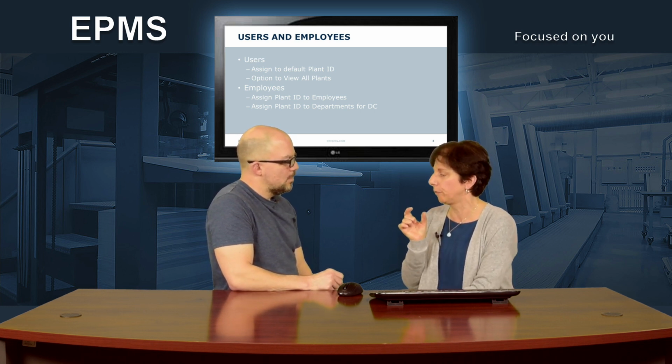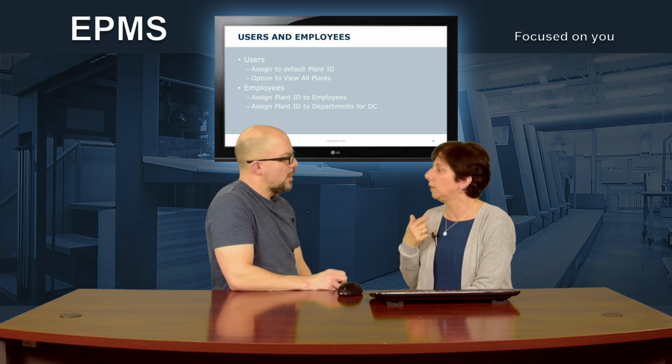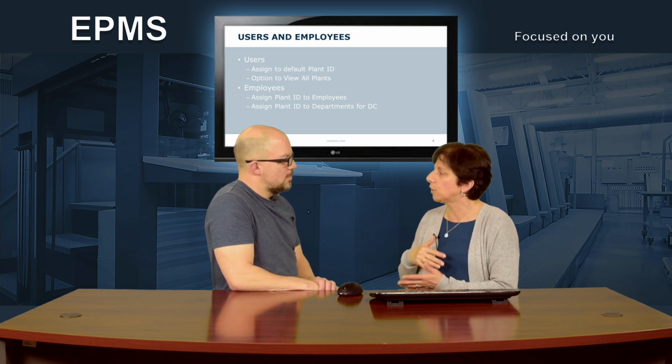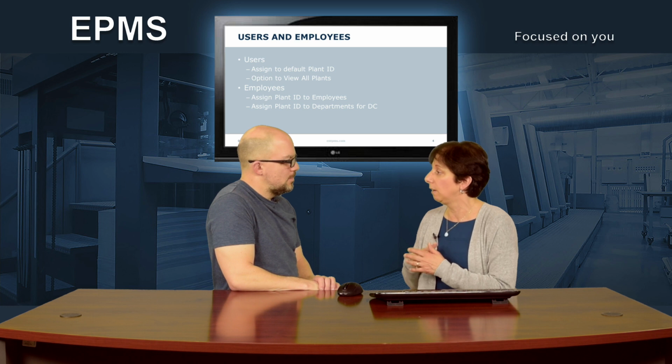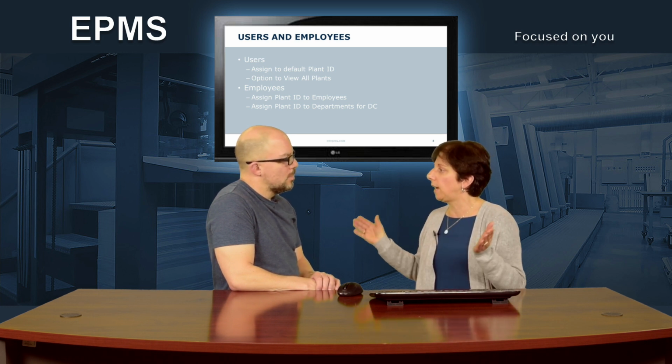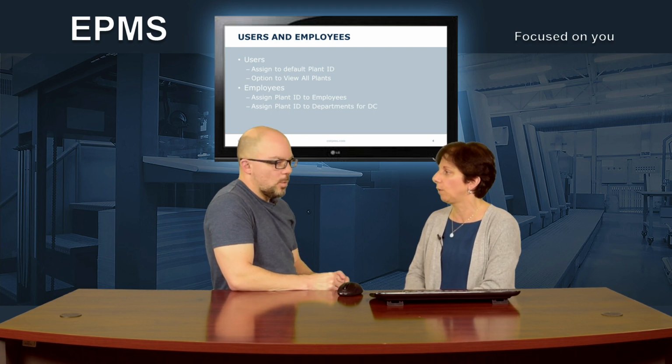There'll be a new option in your menu that says plant. You select plant and you can pick plant 1, plant 2, or whatever plant. And then they can switch between the plants and be able to see estimates, orders, purchase orders, whatever it might be for that plant. Or they could take the plant ID completely out if they want to see everything for all plants. Gotcha. Okay. All right.